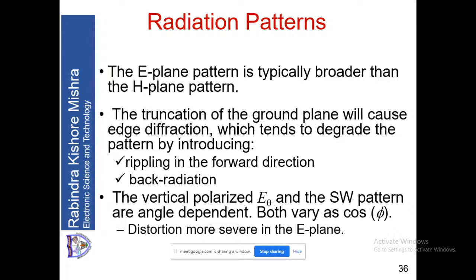Then the vertically polarized E theta and the surface wave pattern are angle dependent, and both of them vary as cos theta. Therefore, E theta due to the antenna will be contaminated by the surface wave pattern. So we have to minimize surface wave, that we have discussed in the last class. So this distortion is more severe in the E plane because vertically polarized E theta is of the variation cos phi, like the SW pattern, the surface wave pattern. Now let us see what I said. Let us see it in picture.